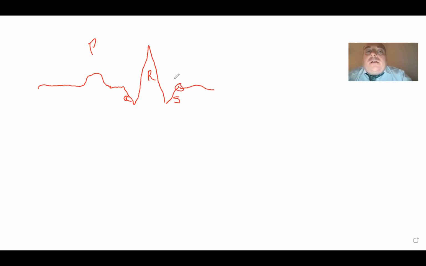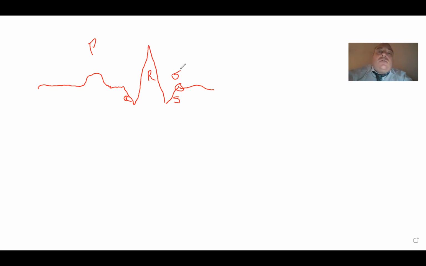That right there is called the J point, where the QRS ends. And the J point is very important. Later on, when we get into looking for myocardial ischemia and myocardial infarction, we're going to want to find that J point, because it allows us to measure something called the ST segment, which we're going to draw in just a second.